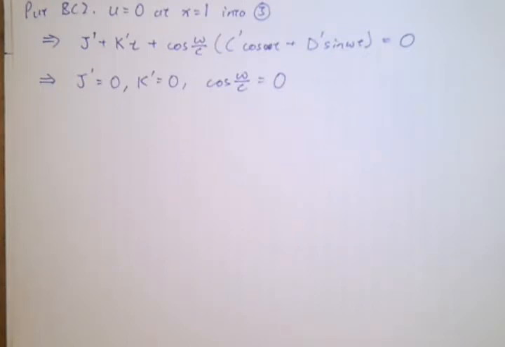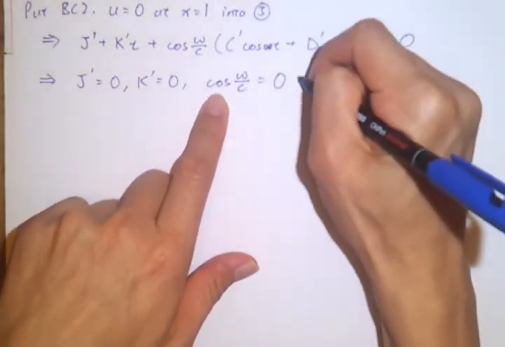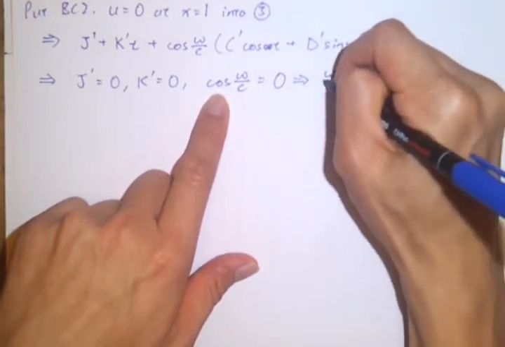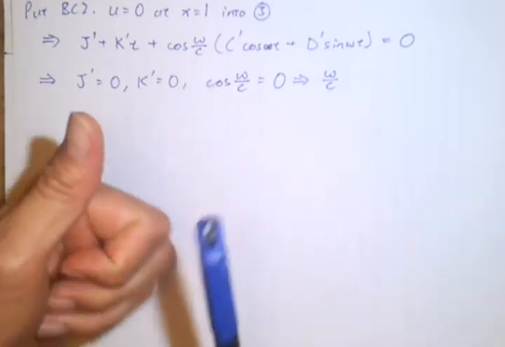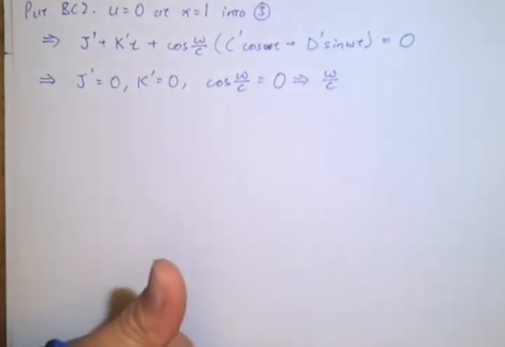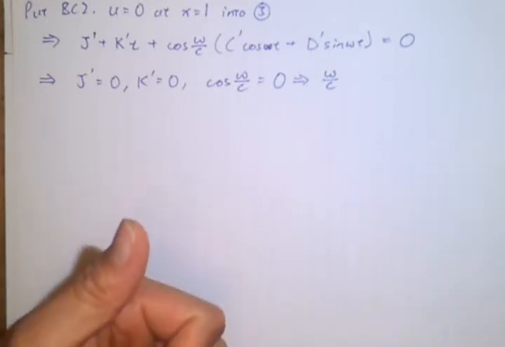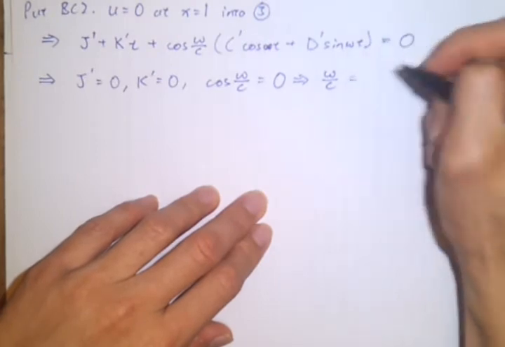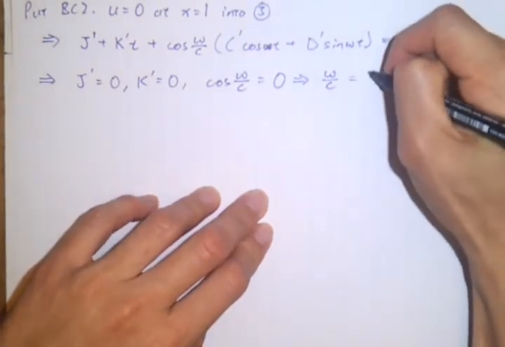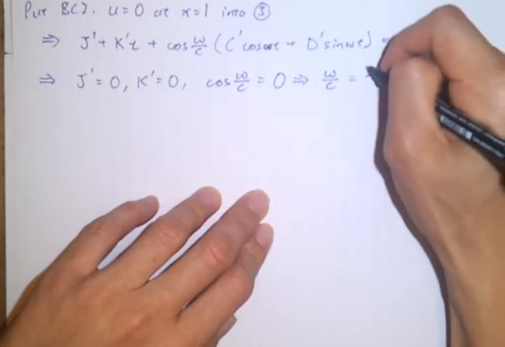For the cosine of an angle to be 0, the term inside cosine, omega over c, has to be an odd number of 90 degrees. Cos of 90 degrees is 0, cos of 3 times 90 degrees, which is 270, is also 0, and cos of 5 times 90 degrees is also 0. So I have to have an odd number of 90 degrees, or 2n plus 1 of pi over 2.